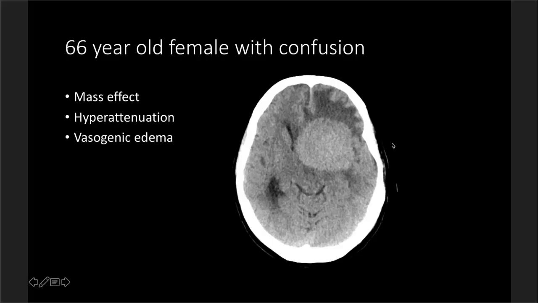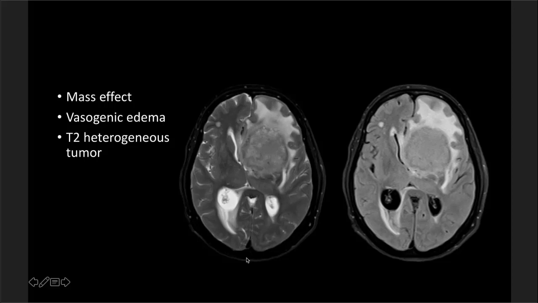Here's another patient, a 66-year-old female with confusion. We have a large hyperattenuating mass, and there's mass effect, there's midline shift of structures to the right, and there's adjacent vasogenic edema. So here's that low density edema in the white matter, sparing the cortex, so vasogenic edema and mass effect. Here's the MRI, T2 weighted image, T2 FLAIR image, and we can see that there's the large mass here that we saw in the CT scan.